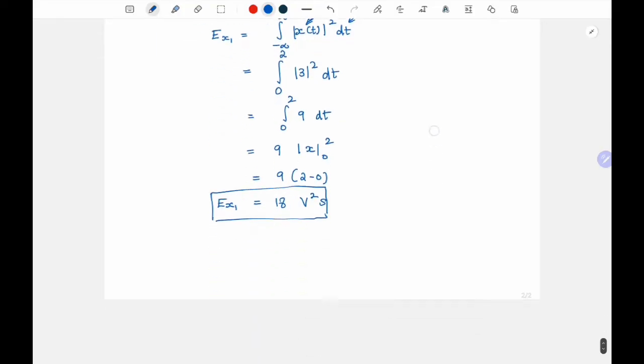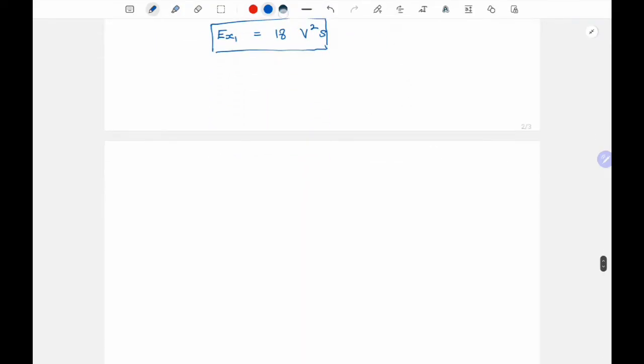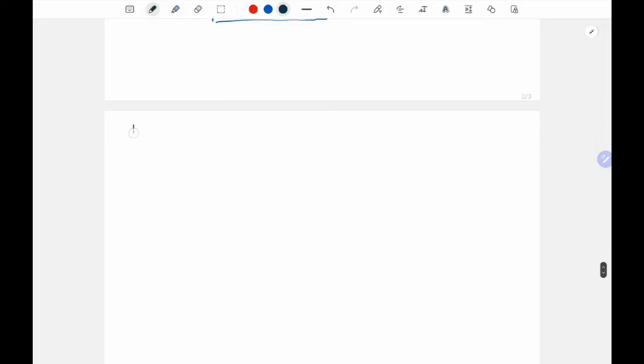Similarly, let's now try to calculate the power for another example. I'll take another signal, Example 2. So now let us consider x2 of t as some sinusoid, c sine omega naught t, and omega naught is nothing but 2 pi by t naught. So t naught is the time period.